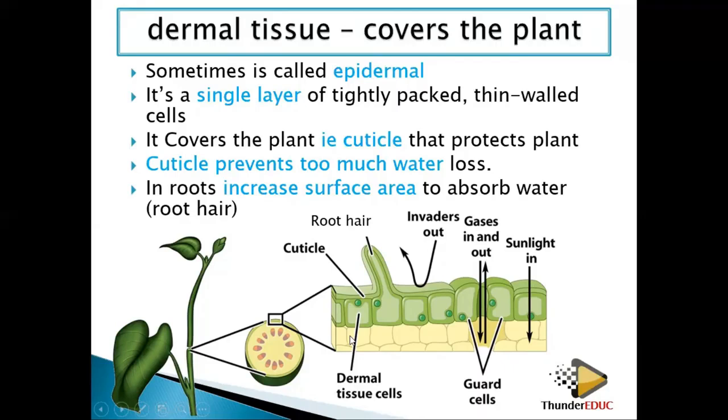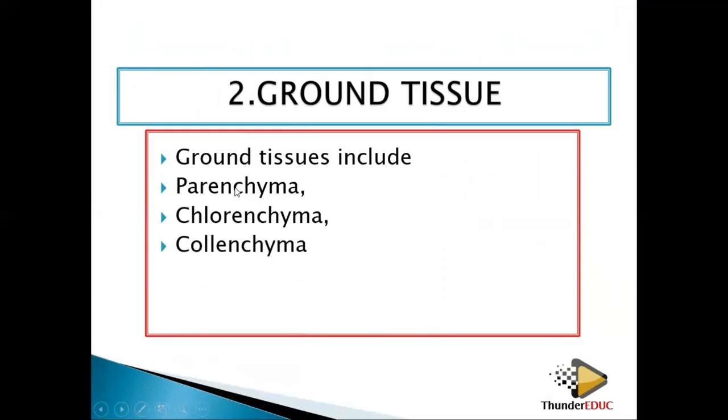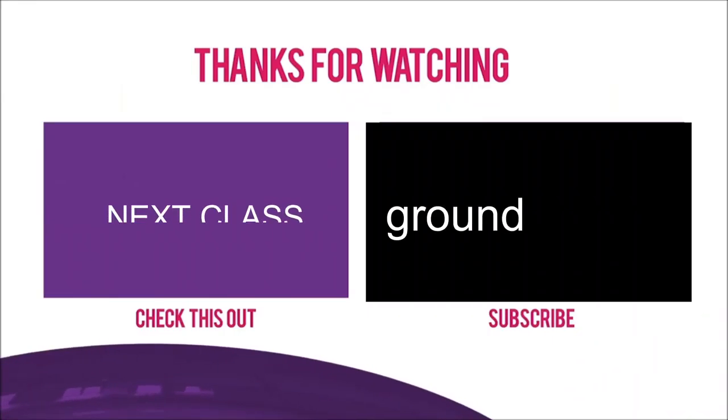What you see immediately when you look at the plant, you are looking at what you call the epidermal cells, or the dermal cells. Then you have what you call the ground tissue. Ground tissue includes the parenchyma, the collenchyma, and then the sclerenchyma. So they have the parenchyma.